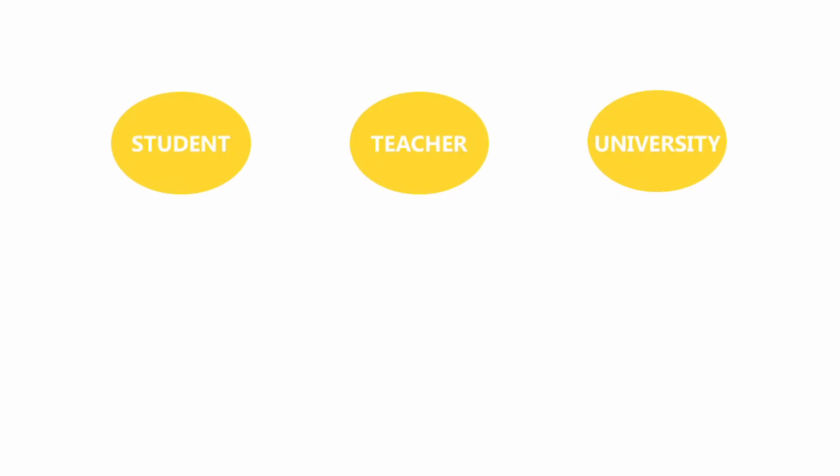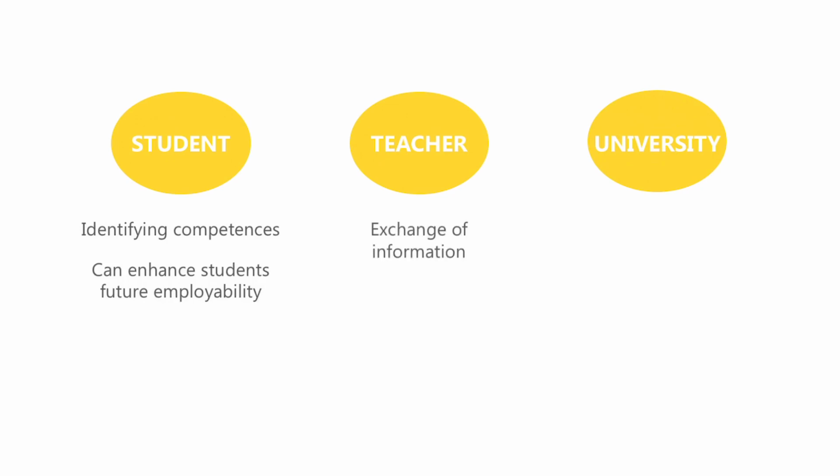Here are the benefits of curriculum mapping. A curriculum map helps students to identify what competencies they are expected to gain from their university degrees. In this way, curriculum mapping can enhance students' future employability. Through curriculum mapping, teachers exchange information about what is being taught, and at best this can promote a communicative culture in the university and open more opportunities for professional discussion.